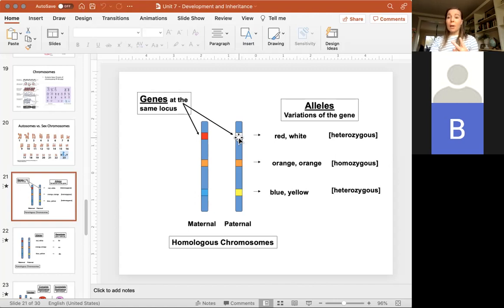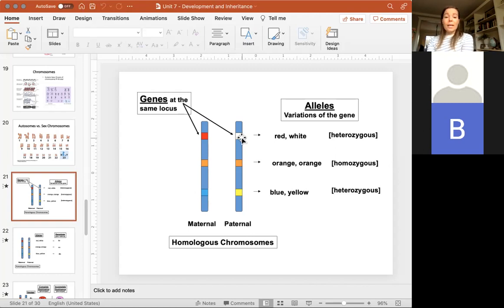So you have two copies of every gene. Another way of saying it is you have two alleles within the gene. So this is an allele for this particular gene, and this is an allele. You have two copies, two alleles, for every gene that you have, at least two.